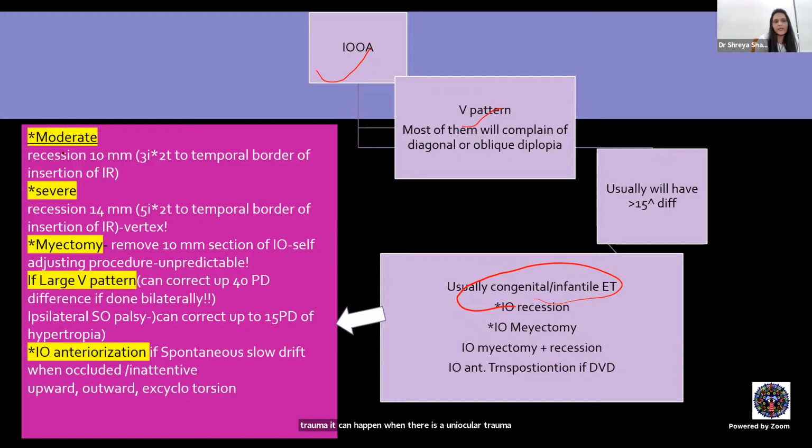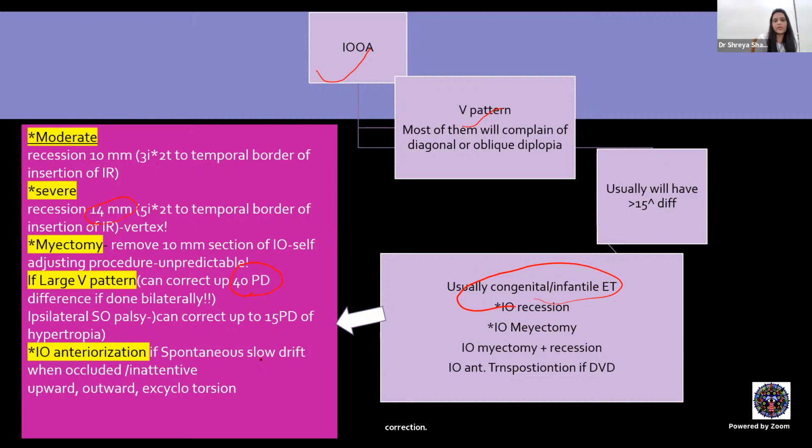When there is a moderate inferior oblique overaction, you can just recess 10 millimeters. If it's a severe inferior oblique overaction, you can recess 14 millimeters. Or sometimes you can do myectomy. We are not doing myectomy much because recession is always a guided procedure. But whenever there is a very, very large V, if you do myectomy bilaterally, sometimes you can treat more than 40 prism correction also.